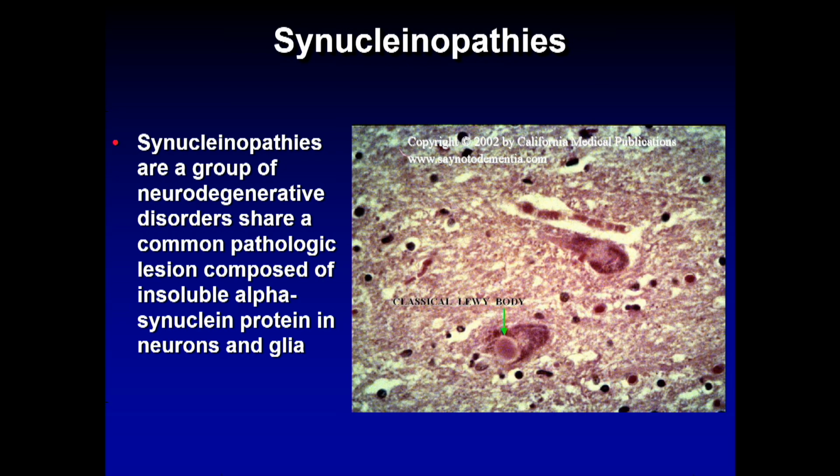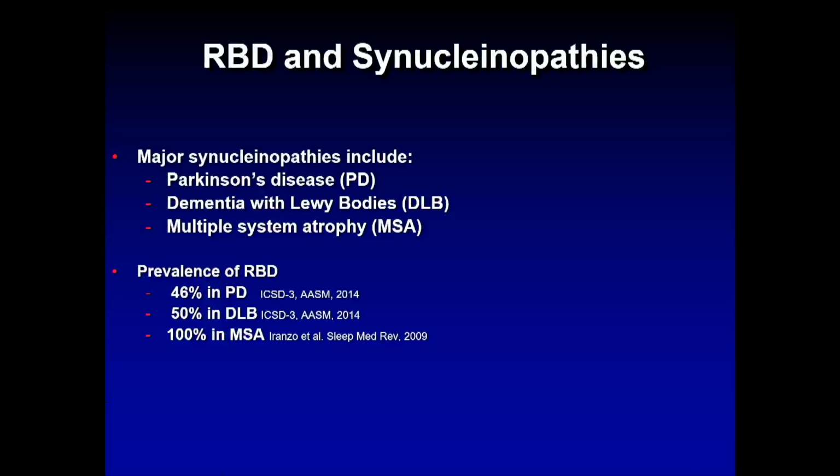Now, RBD is very closely related to the synucleinopathies. The synucleinopathies are a group of neurodegenerative disorders that share a common pathologic lesion on biopsy. And for all of them, they're accumulating this substance called alpha-synuclein, which is a normal substance, but it's accumulating for some reason in these brain cells and in the supporting cells in the brain, the glia. And so there are three major synucleinopathies. There is Parkinson's disease, dementia with Lewy bodies, and multiple system atrophy.